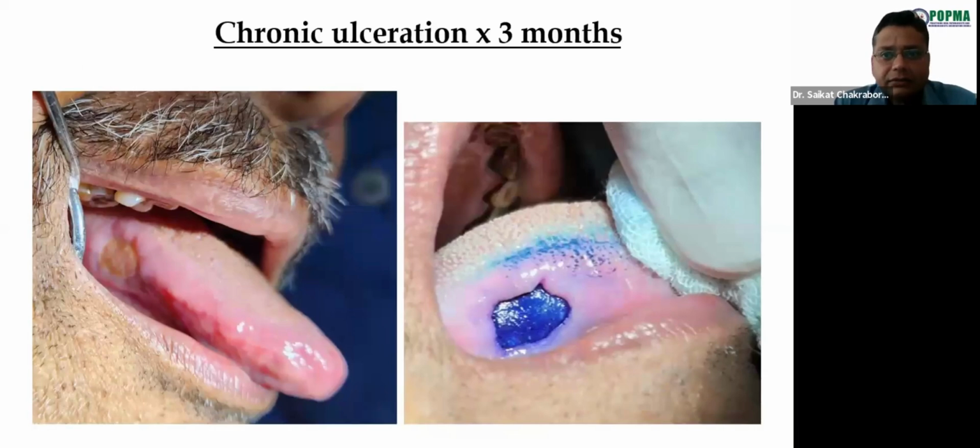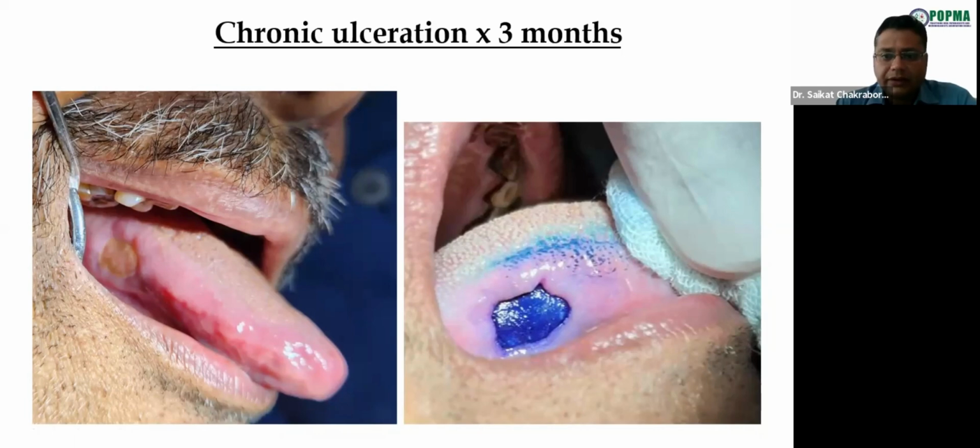Chronic ulceration, the duration was 3 months. The patient was also in the habit of taking supari. Now, this was an ulcer. You can see the supari stains have actually stained the ulcer body also. This was what my staining showed me, but this was not indurated. If you close your eyes and run your finger across the whole thing, you won't even feel that you are running your finger through an ulcer. It was completely painless though.